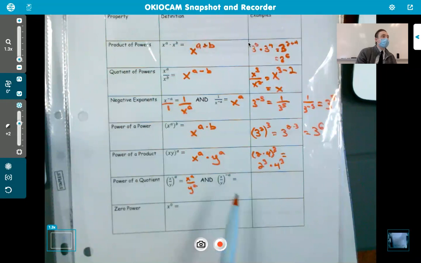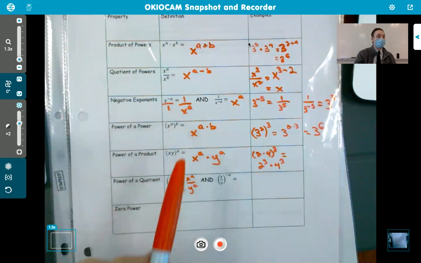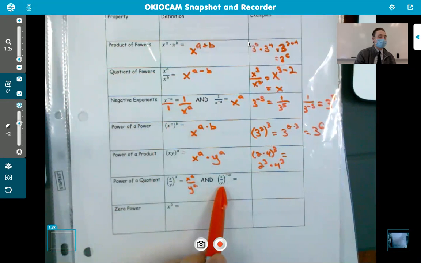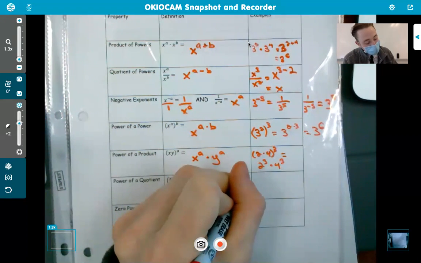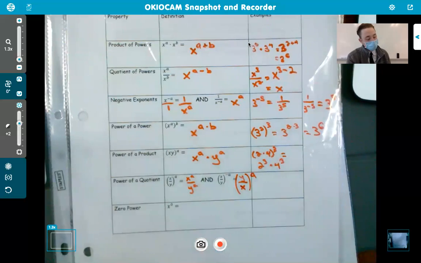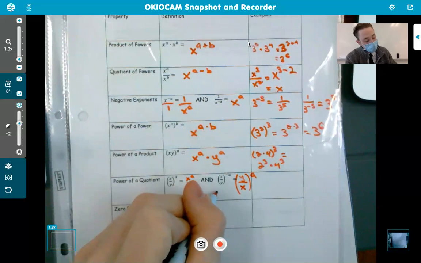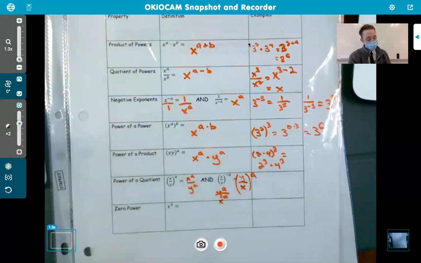If it's raised to a negative a, what do you think we have to do? How do you think that might change it? If you think back to negative exponents, remember we said we kind of have to flip and then change the sign. So what would the flipped fraction of x over y be? Y over x. And then we change the sign to a positive a. So then we can think of this as y over x to the a.